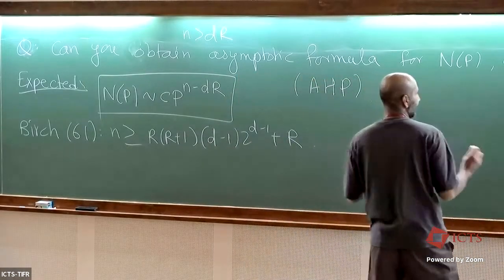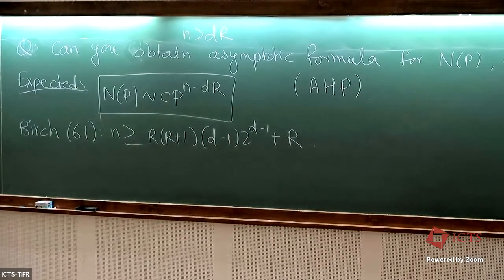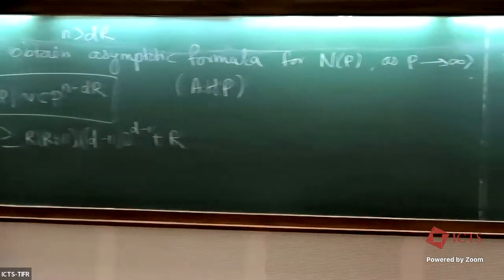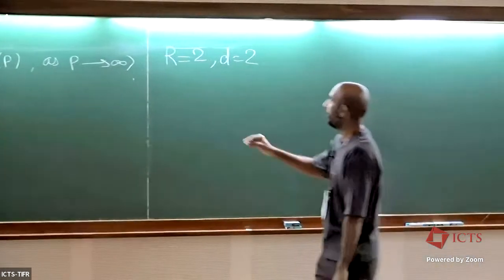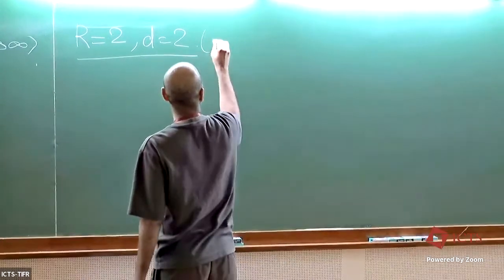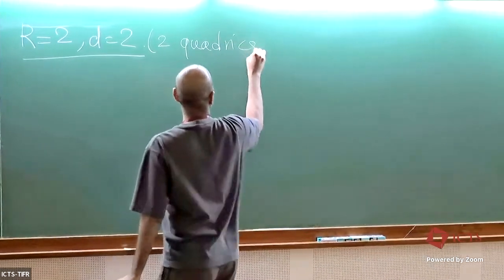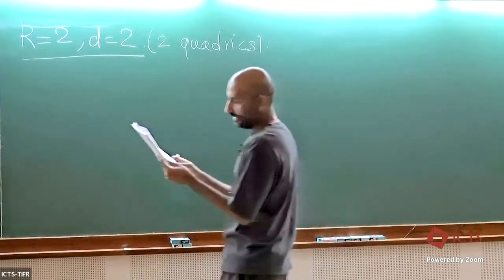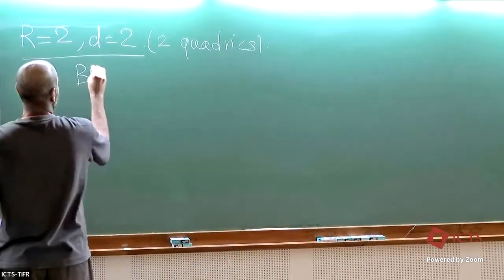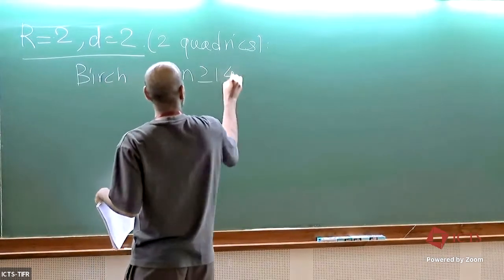So I'm just going to give a slight bit of introduction on what is known. Again, I'm mostly going to focus on the case of two quadrics. In the formulation that I gave, R is 2 and D is 2. So I'm looking at a complete intersection of two quadrics, unless specified otherwise. So Birch's bound translates to needing at least 14 variables.